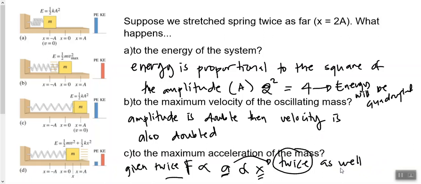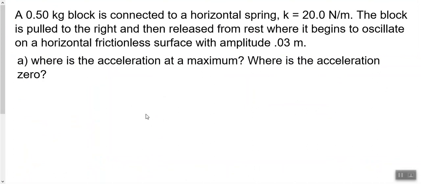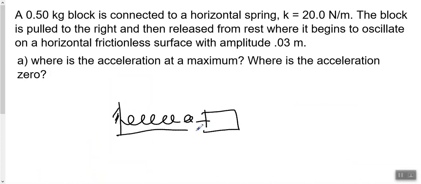So now let's have one more problem here. Let's take a look at this. You have a 0.5 kilogram block connected to a horizontal spring. If we illustrate that, there is the spring and there is the block moving across a horizontal surface that is frictionless. We are asked to find where the acceleration is at the maximum.